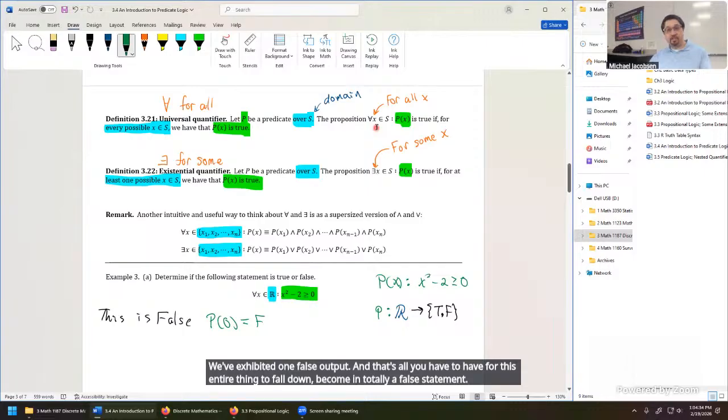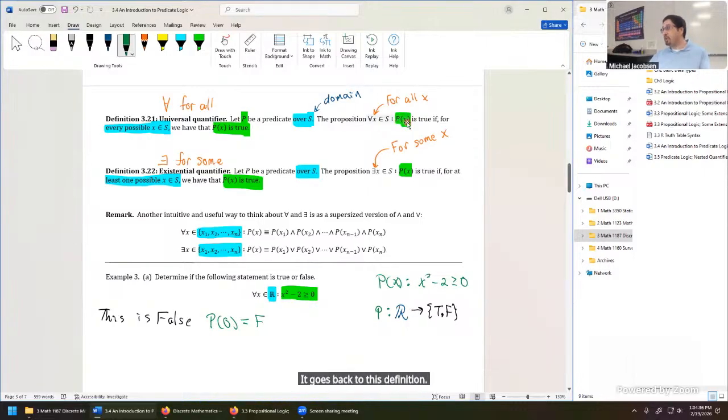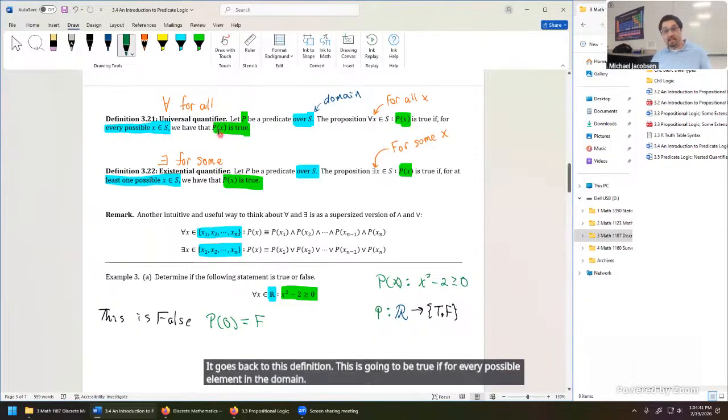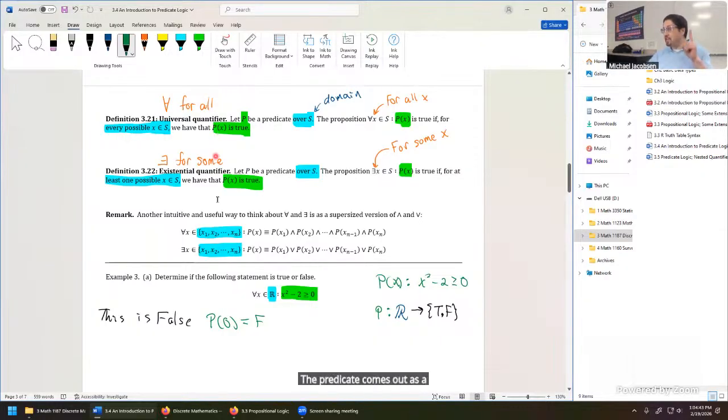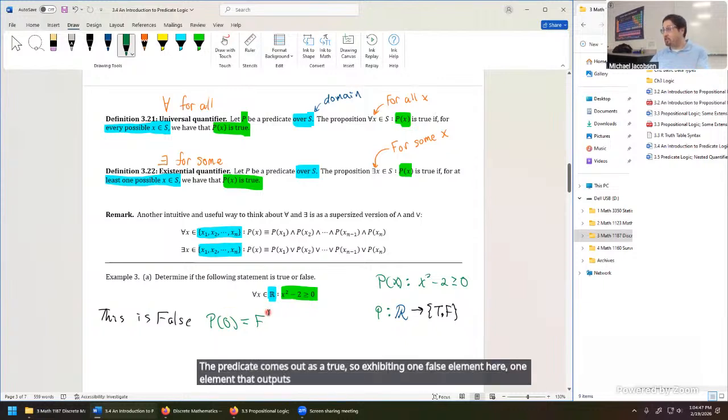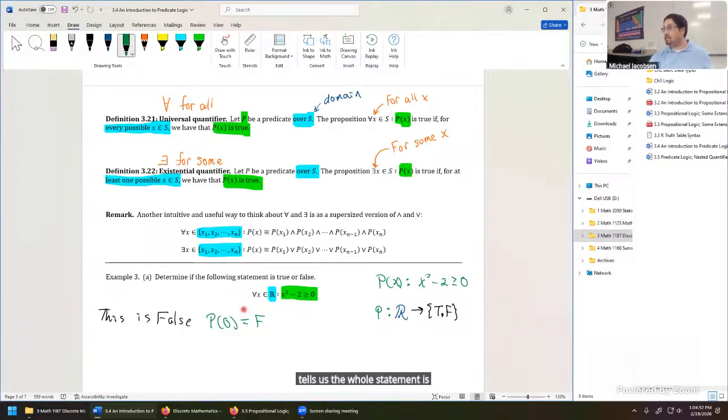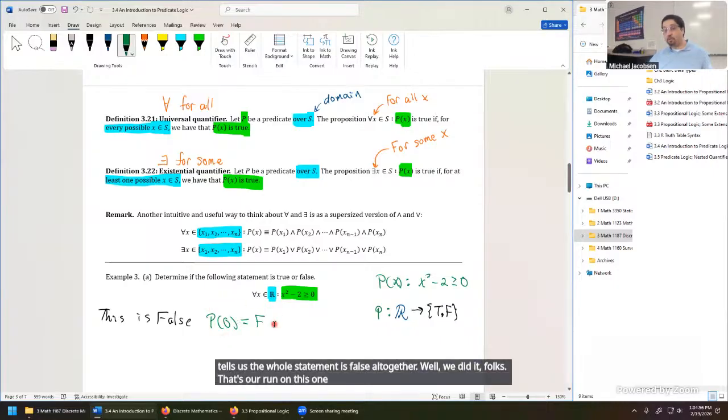It goes back to this definition. This is going to be true if for every possible element in the domain, the predicate comes out as true. So exhibiting one element that outputs a false in the predicate function tells us the whole statement is false altogether. Well, we did it, folks. That's our run on this one, part A. Any questions with this problem so far?